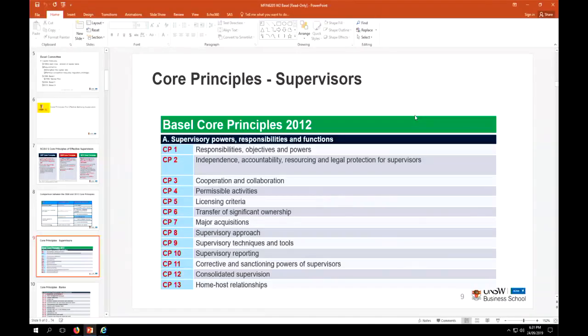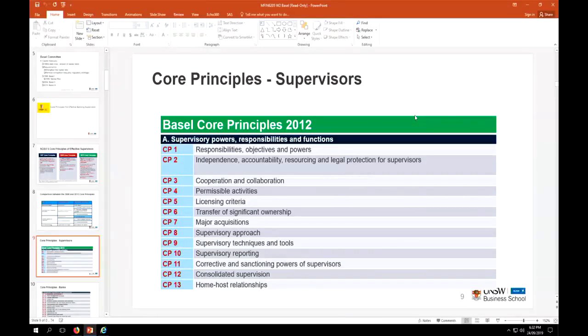So the principle says the regulator has to be independent, and there's a process for appointments, etc. Has to be accountable, has to have sufficient resources, including sufficient resources to undertake on-site reviews overseas of their regulated banks. And the supervisors must have legal protection. So that means you cannot sue a supervisor for something they do as part of their remit.